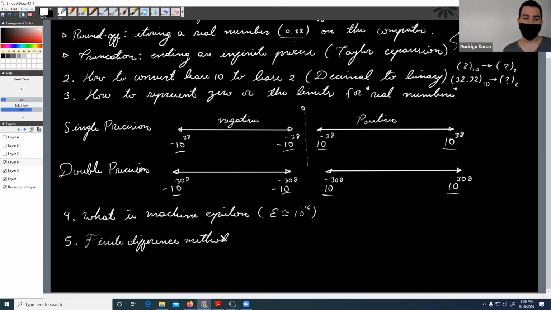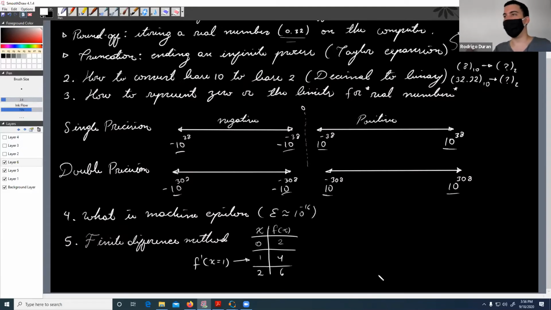The way that the finite difference method is going to be given is we will most likely give you a table, something like this, with x and f of x. You're going to be given multiple values like 0, 1, and 2, and here you're going to be given like 2, 4, and 6, for example. And if I say, hey, I want you to find f prime at x equals 1, so right at this point, I want you to find the derivative of the function f and evaluate it at the point x equals 1.